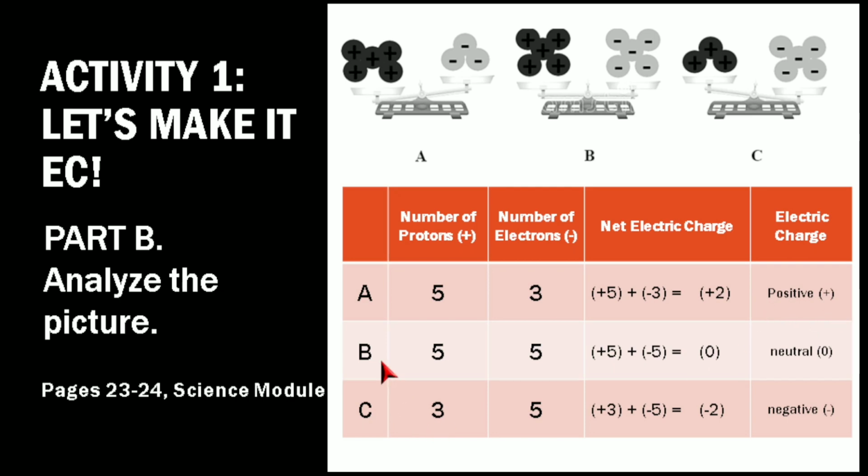Okay? And then for scale letter B, as you can see, the number of protons and the number of electrons are the same. So therefore, they have no charge. They are considered as neutral atom. Okay? Then for scale letter C, as you can see, we have lesser number of protons and greater number of electrons. So if we have greater number of electrons with negative charge, therefore the electric charge of that atom is negative. Okay?